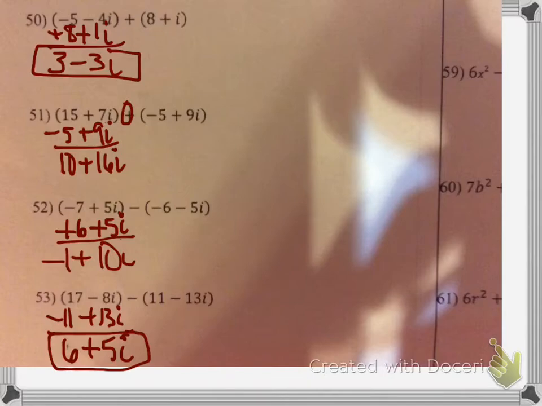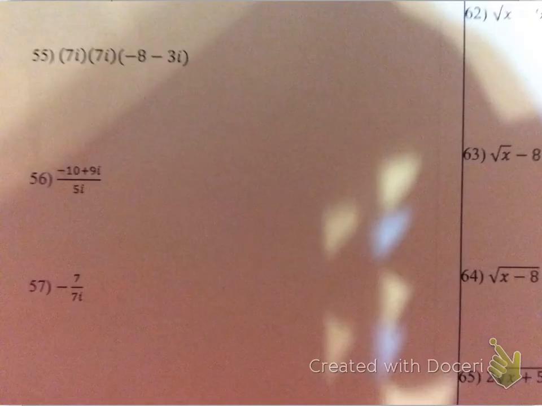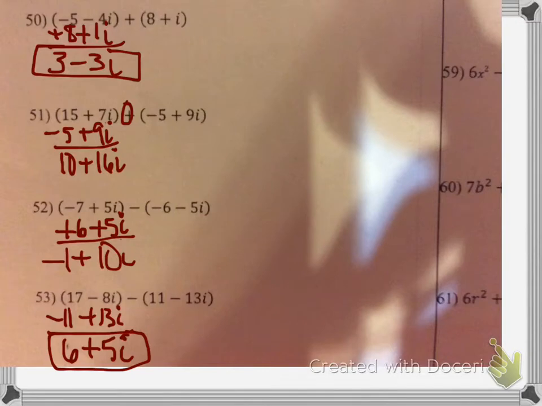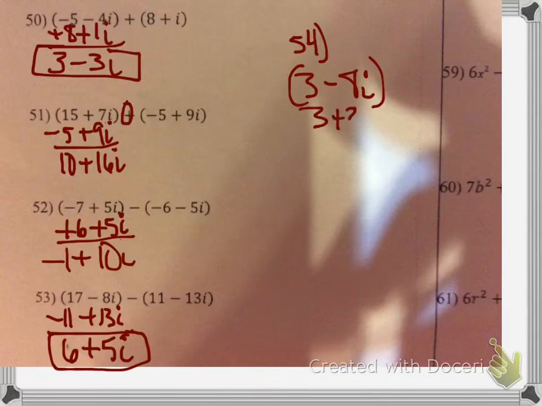Alright, so let's look at the next problems. Ooh, I somehow missed number 54. How did I do that? Okay, so let's look here, because I somehow did not get 54 in here. So let me put 54 here. Okay, so I have 3 minus 8i times 3 plus 2i. Okay?